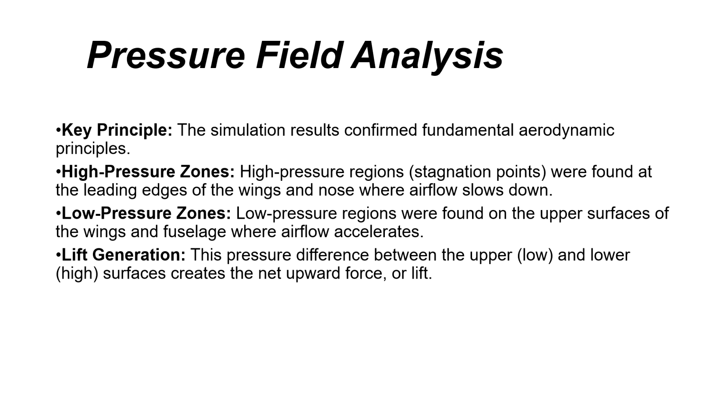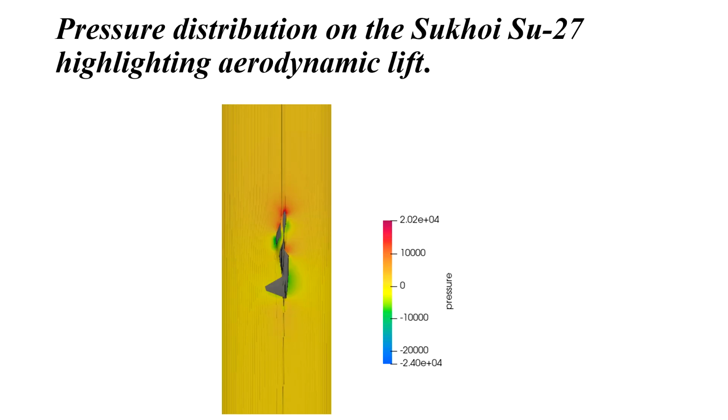Pressure field analysis. The pressure distribution provides another way to confirm aerodynamic principles. High pressure zones are visible at the nose and leading edges of the wing, which are stagnation points where airflow slows down. Low pressure zones are seen on the upper surface of the wings and fuselage, where the airflow accelerates. The difference between these high and low pressures is exactly what generates lift on the aircraft wing. This result reinforces the reliability of the CFD approach, even with the limitations in turbulence modeling.